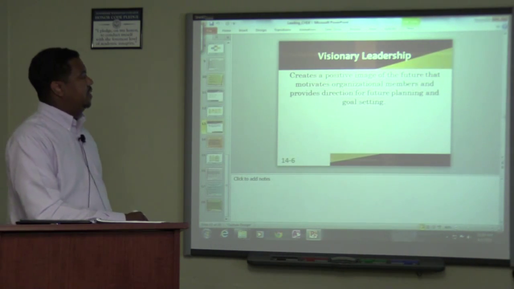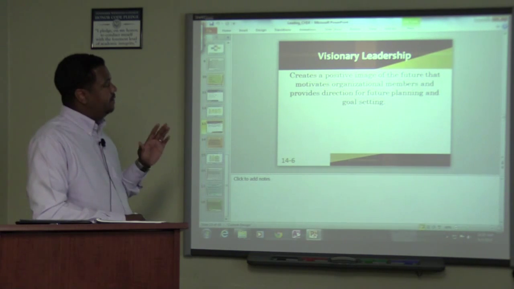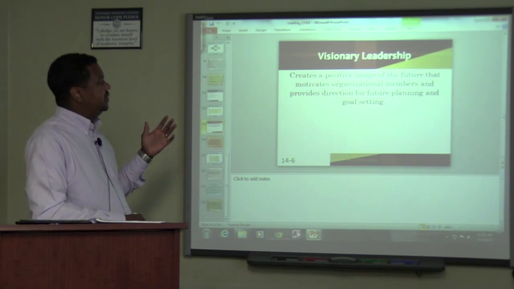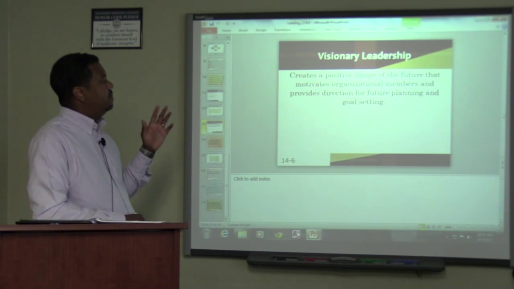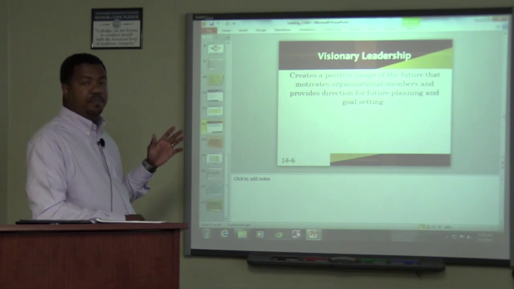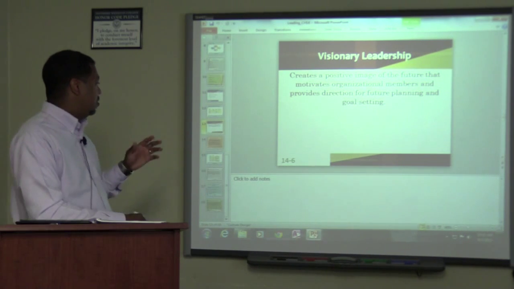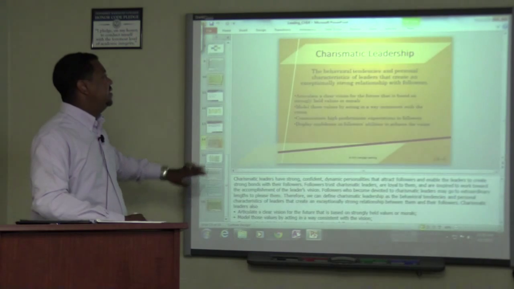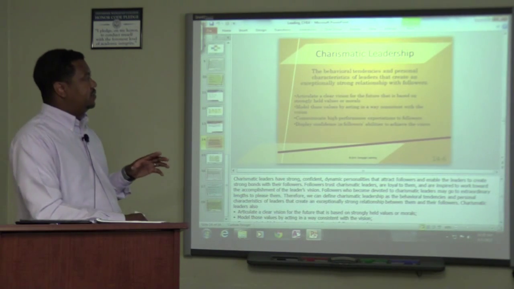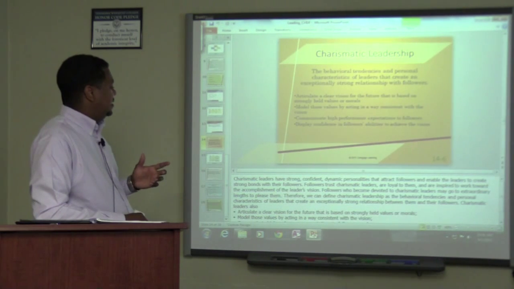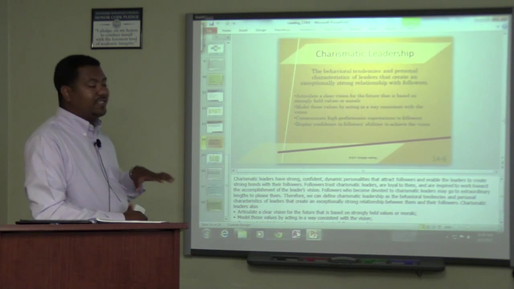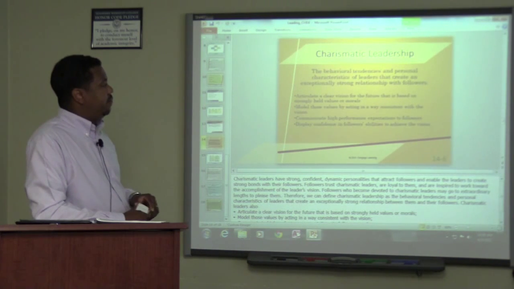Another concept we think about with leadership is visionary leadership. That's the ability of an individual to create a positive image of the future that motivates organization members and provides direction for future planning and goal attainment. We see visionary leaders exemplify the charismatic leadership process.